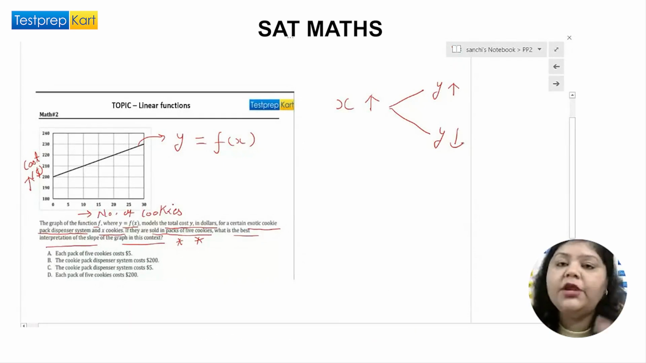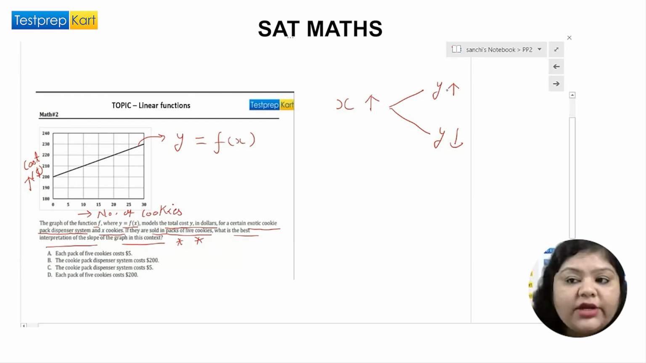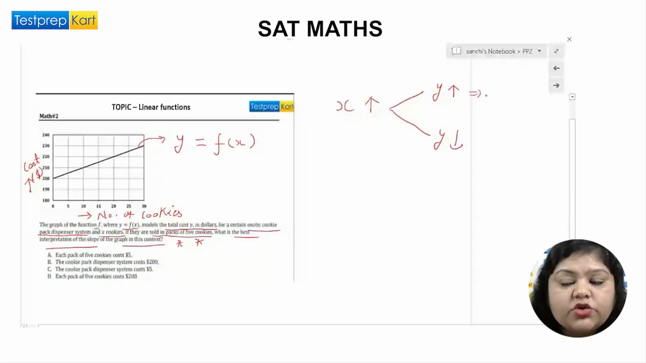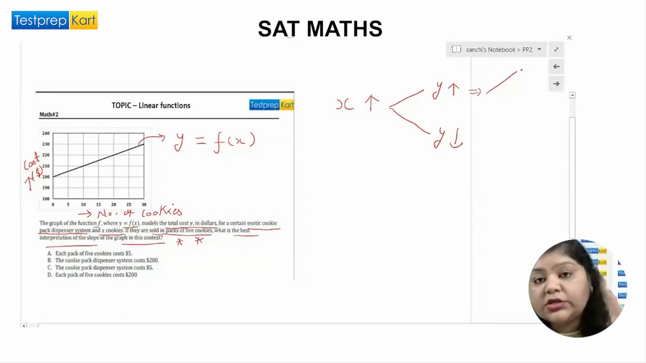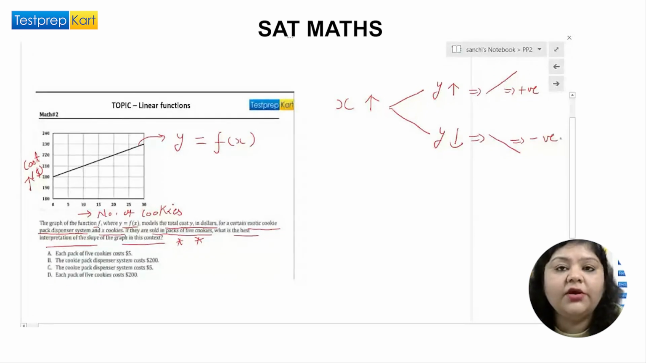Do remember, an independent variable has to be plotted on the x-axis, and it cannot be reduced. It will always increase. But on that increment, y can either increase or decrease. If it is increasing, that means your line is going in this direction, it has a positive steepness, so your slope should be positive. If y is decreasing, your line should go this way, which means your slope is negative. That's the logical meaning of slope.